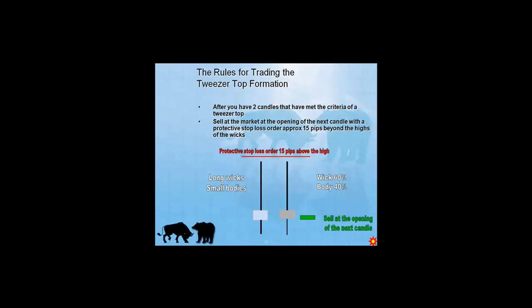Okay, rules for trading these tweezer tops. First of all, we sell at the opening of the next candle. We place our stop 15 pips above. Remember, 15 pips above the high, not 15 pips from when we enter. And we also have to make sure that the prior trend was going up, making a retracement, and this is giving us the U-turn signal.